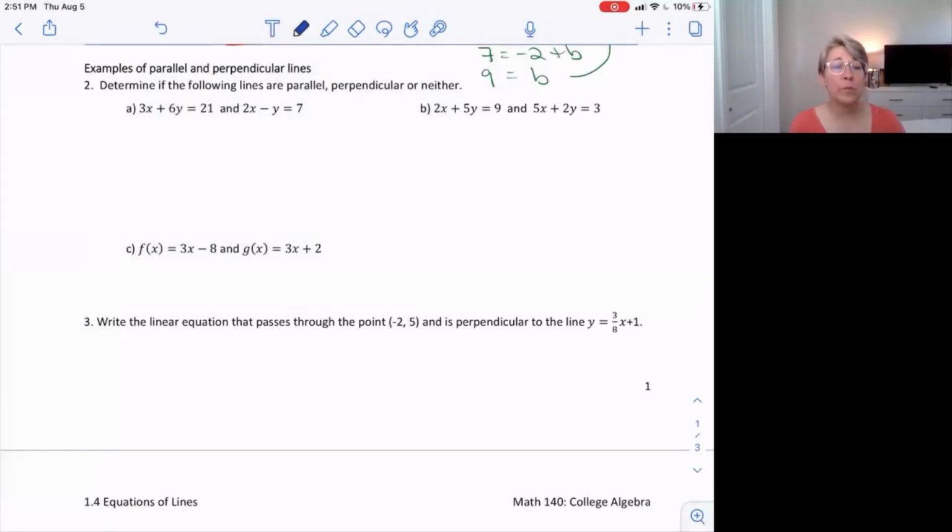So now let's try examples of parallel and perpendicular lines. We want to determine if the lines are parallel, perpendicular, or neither. A quick way of doing that is to put all the lines in slope-intercept form. In other words, solve for the y, or the output value. That way we can immediately look at the coefficient of the x, which is your slope, and compare.